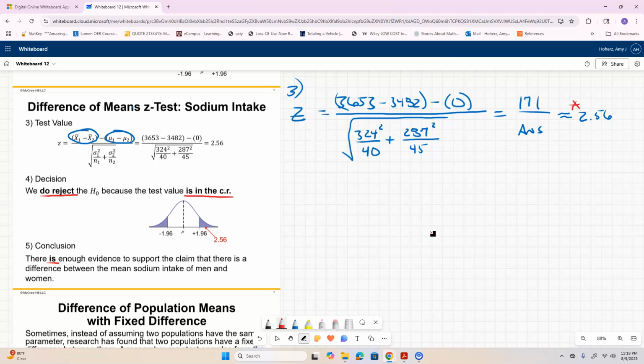Now we can't change and say men is higher than women because that's not what we tested. We tested that there was a difference. So we have enough evidence to say that there is a difference between the intake between the men and the women, but we didn't test that the men were higher. So we can't, in our conclusion, change our conclusion from what we were testing.